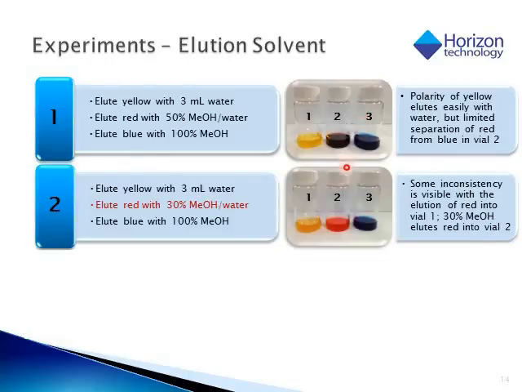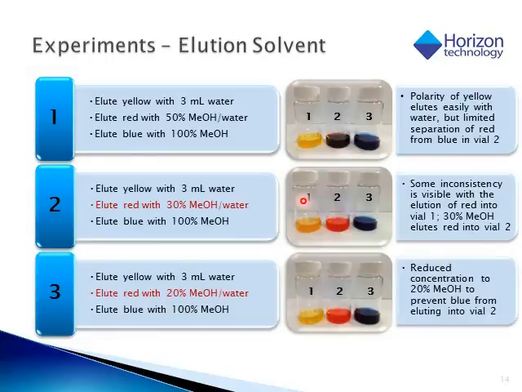Optimizing means looking at how we could further separate red from blue. Vial number 2 shows that red is a little bit more consistently eluted with a 30% methanol and water solution, separated from blue. However, we do see some inconsistency visible with vial number 1 showing some red co-eluting with yellow.